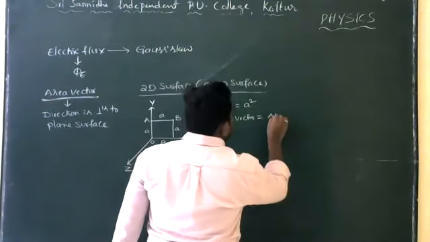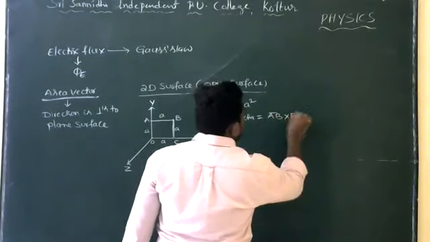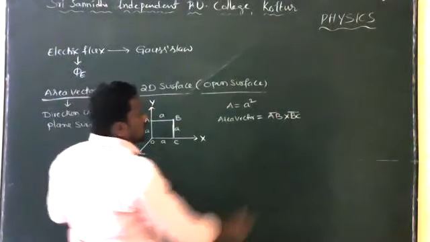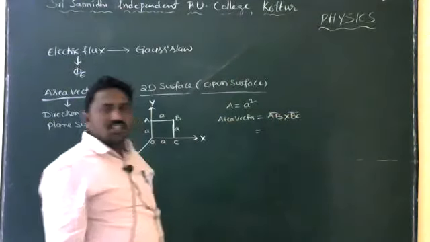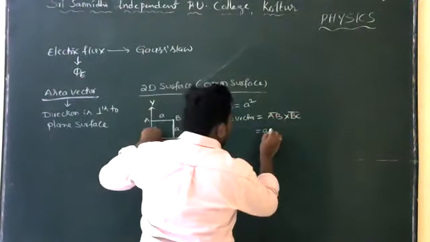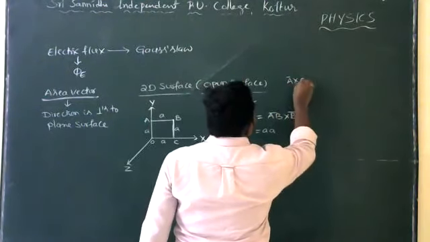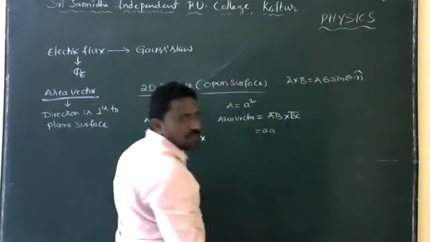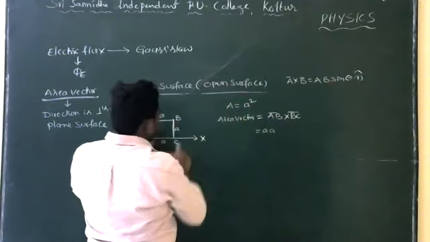So AB bar cross BC bar. Now if you take AB bar cross BC bar, here A bar cross B bar can be written as AB sin theta times n cap, where n cap is a unit vector. Here AB is A, and this is A.